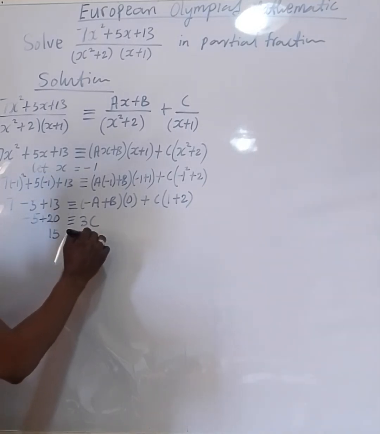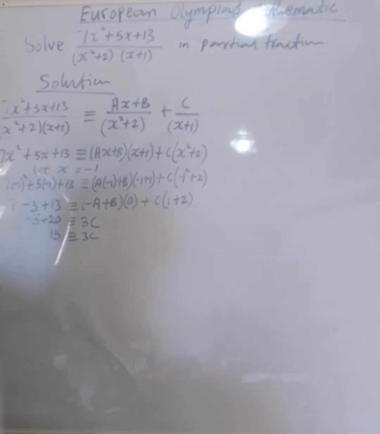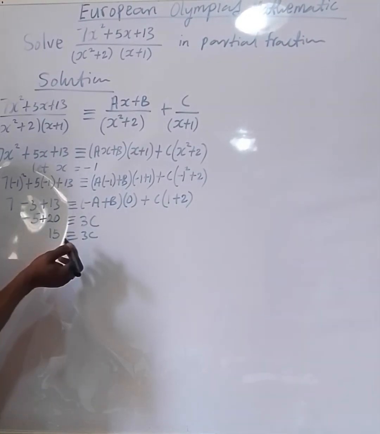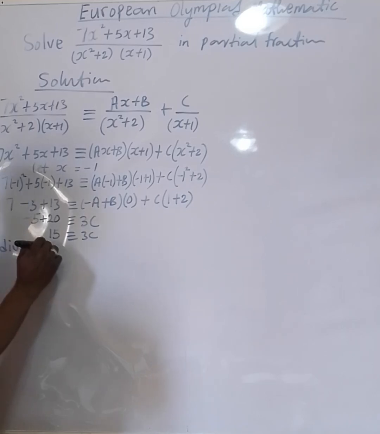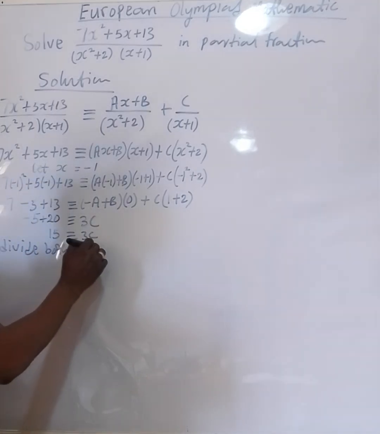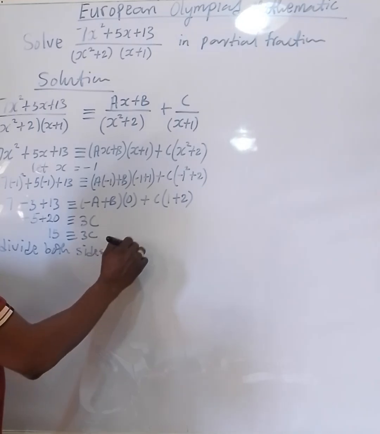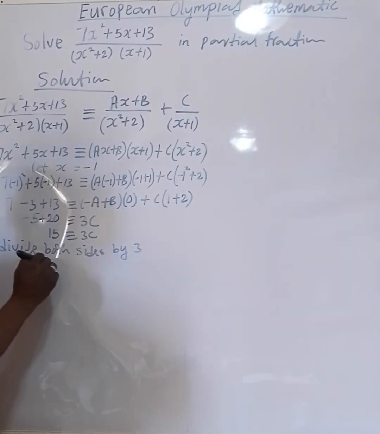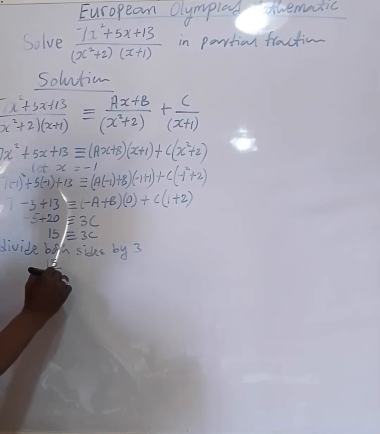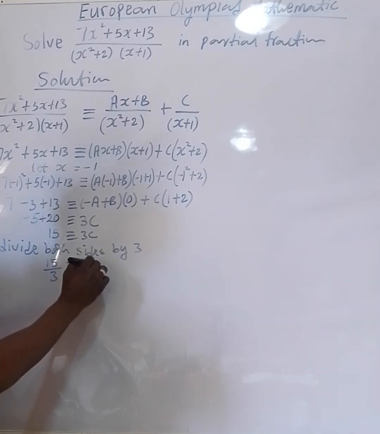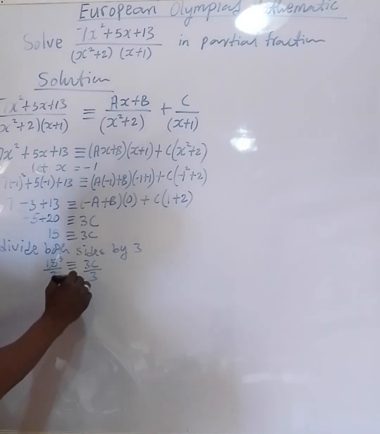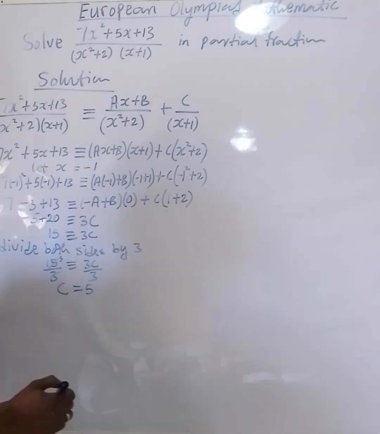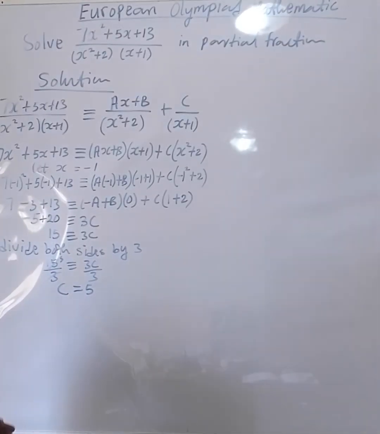equivalent to 3c. So as we have it like this, we now say divide both sides by what? By 3, which is the coefficient of c. So we now have 15 over 3 equivalent to 3c over 3. So now this will cancel this, then we have 5. We now have c equals to what? 5. So that's the first one. We have gotten c to be equal to 5.